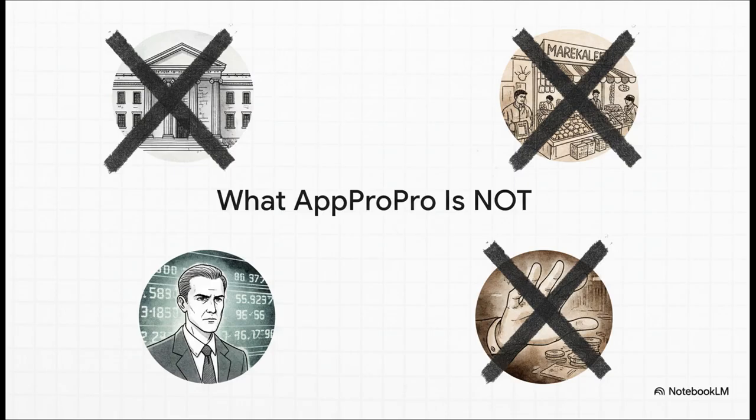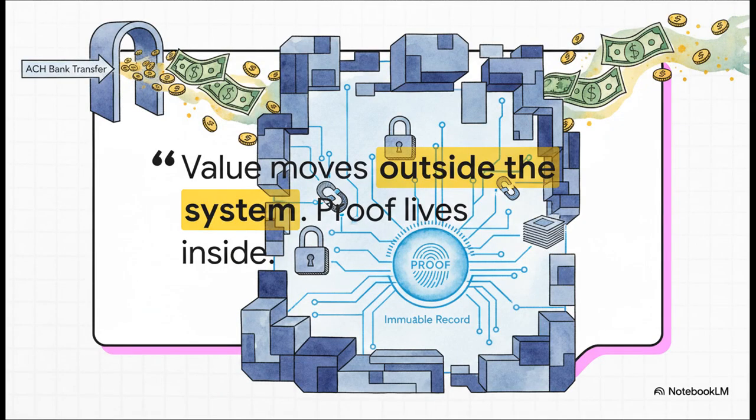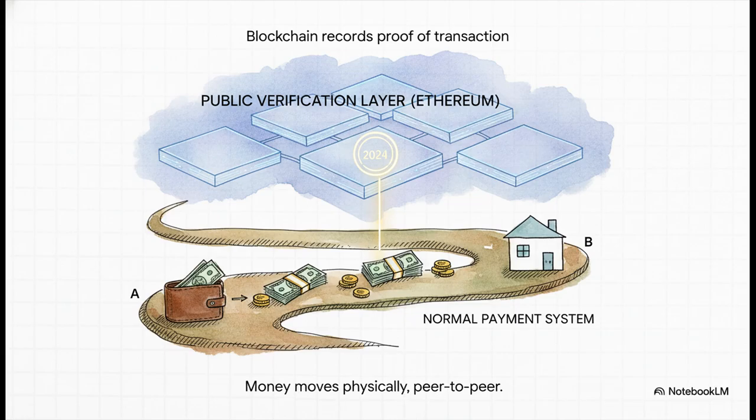That distinction means everything. This quote right here, this is the key to understanding the entire model. The value, your actual dollars, moves through the normal payment systems you already use every single day, like a simple bank transfer. The AppPro system never touches your money. All it does is create a permanent, unchangeable digital receipt, the proof that a transaction was authorized and that it actually happened.